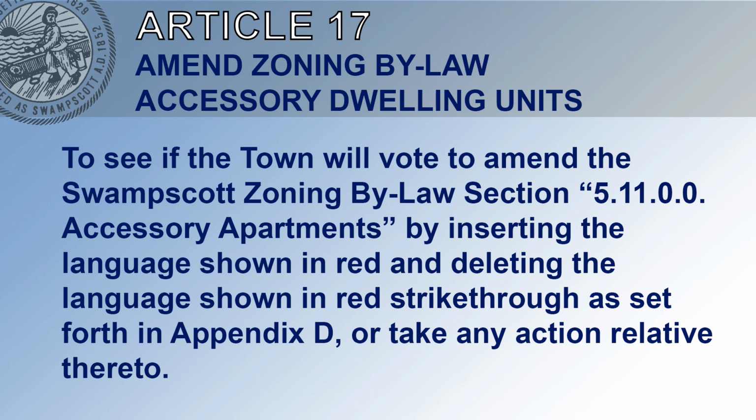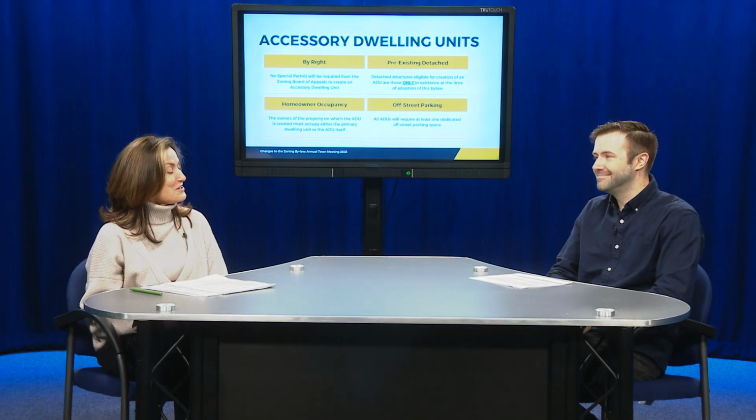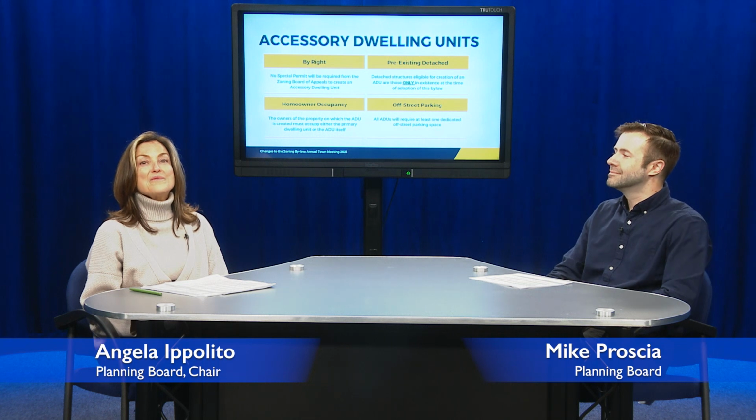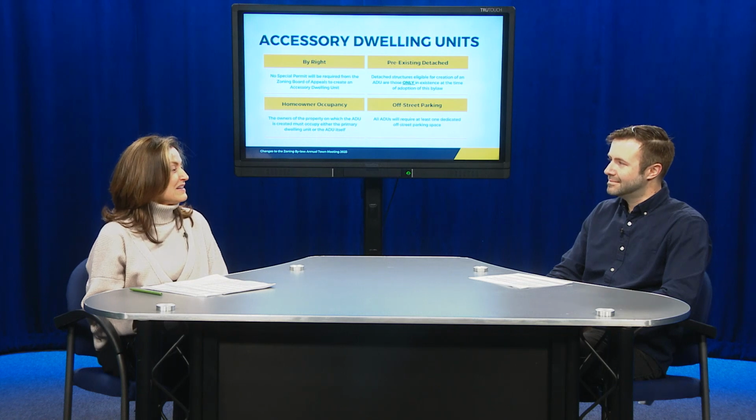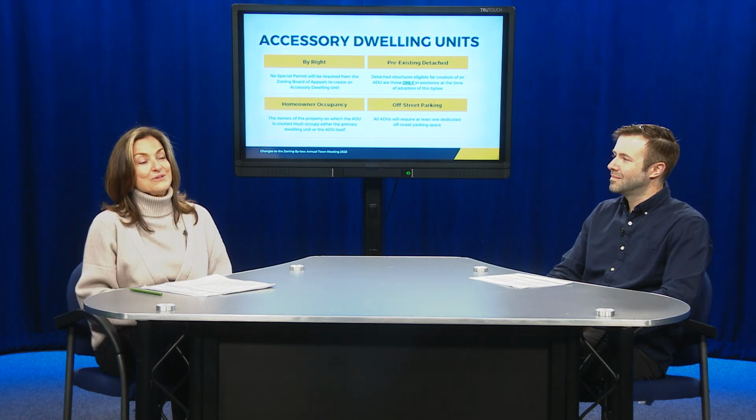5.11.00, accessory apartments, by inserting the language shown in red and deleting the language shown in red strike-through as set forth in Appendix D. So the zoning bylaws currently permit interior accessory apartments. We will be changing the definition of accessory apartment to accessory dwelling unit. And Mike is going to help me discuss exactly what accessory dwelling units are and why we're proposing this bylaw. So Mike, why don't you give us just an overview of what is an accessory dwelling unit, or an ADU?